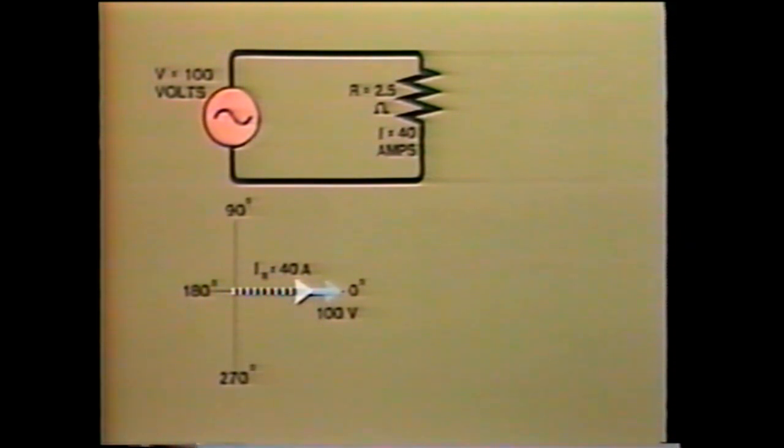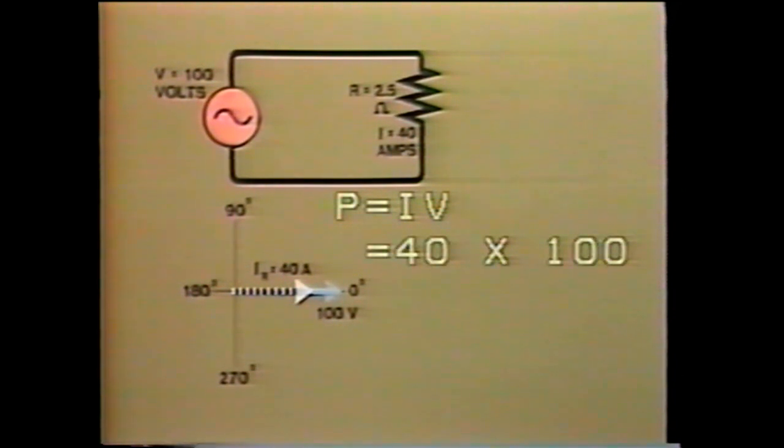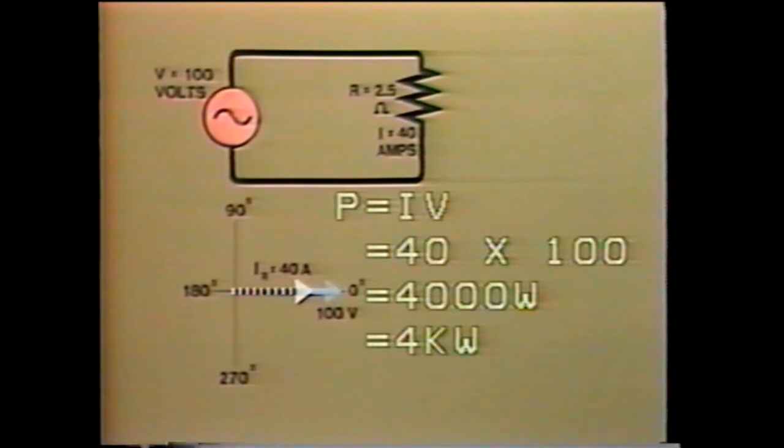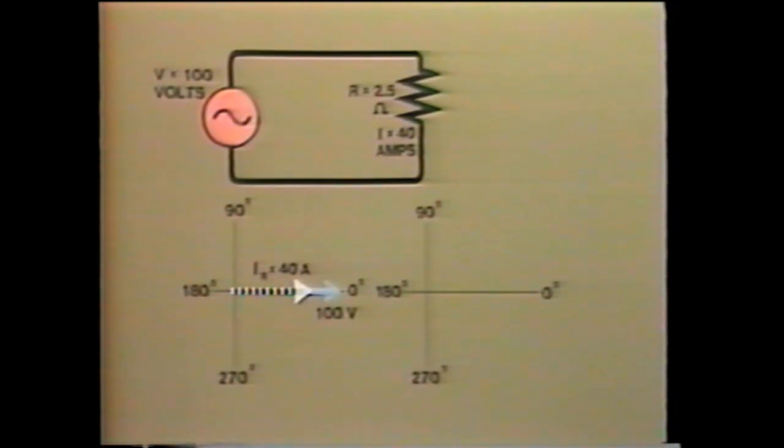Well, by simply multiplying the current by the voltage, that is 40 amps times 100 volts, we find that the active power is equal to 4,000 watts. That is 4 kilowatts. We can start our vector diagram with this value. Active power equals 4 kilowatts.